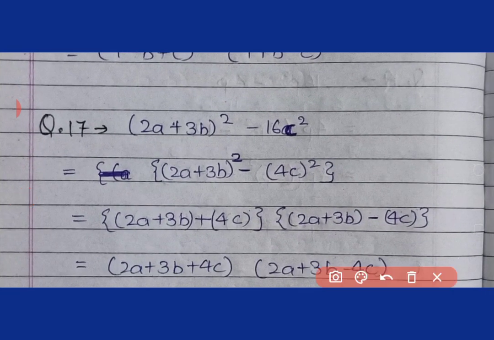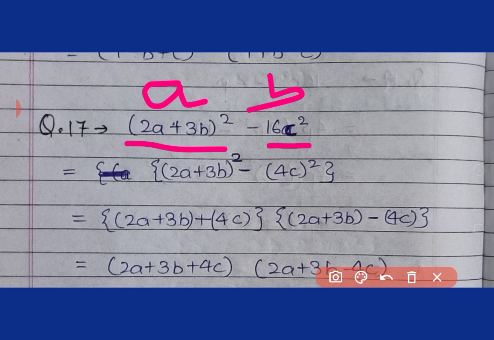Next question is the same. I have solved many questions on the same pattern, because the more you study, the more easily you can understand the pattern of the questions. Here it is given (2a plus 3b) whole square minus 16c square. So 2a plus 3b can be written in the form of a, and 16c square is written in the form of b.